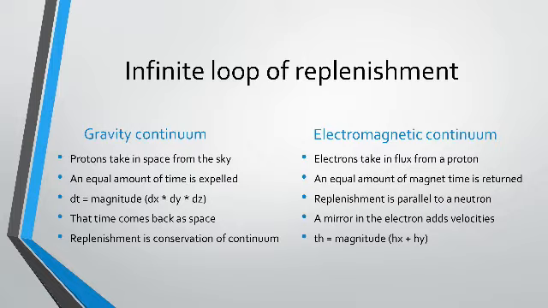And for this, we have protons taking space in for gravity. And these protons are taking space in, and it comes down from the sky, apparently. Now, an equal amount of time is expelled from the protons. And that dt, the amount of time, is equal to the magnitude of the space, x, y, z.